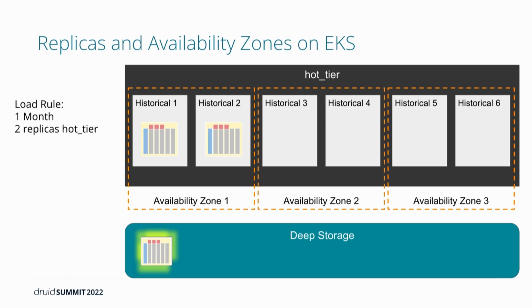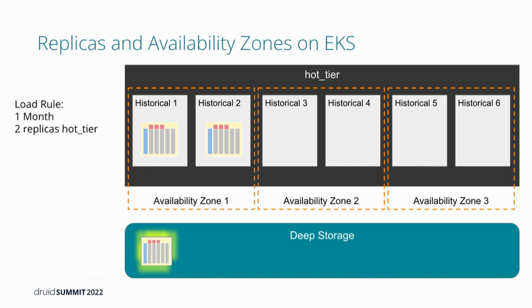Let's say that we have those same set of rules, right? So the first load rule is 1 month with 2 replicas in the hot tier. Let's say the hot tier is bigger, and we have 6 historicals at this point, and they're spread across different availability zones because this is deployed on EKS. So the appropriate way of doing that is across multiple availability zones, so a failure in an availability zone doesn't wipe out all your historicals. So you'd want to configure it this way.